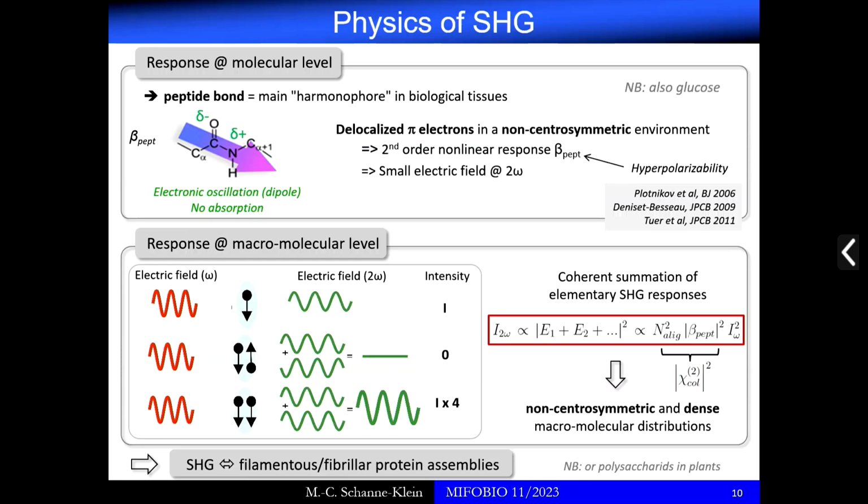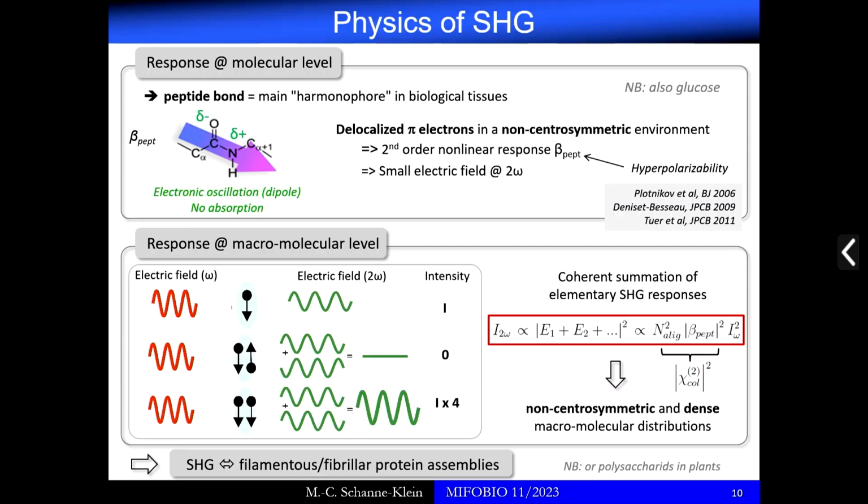So it means that we have this coherent summation that results in a signal that is proportional to the square modulus of the elementary response, and the square modulus of the number of peptide bonds that are aligned in the same directions. So at this scale, for second harmonic generation, we need non-centrosymmetry and also a dense distribution of peptide bonds. Practically, it's the reason why we have signal only in filamentous fibrillar collagen protein assemblies.